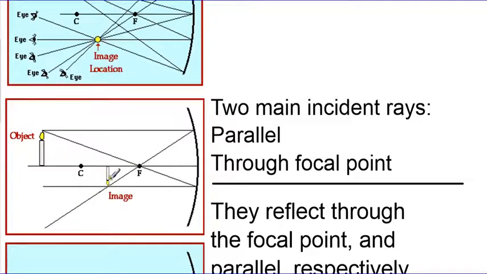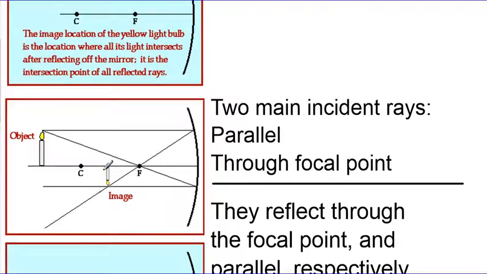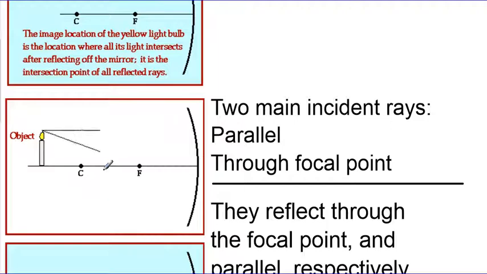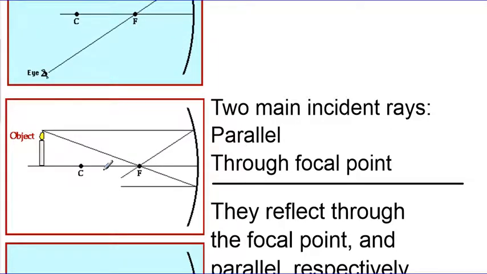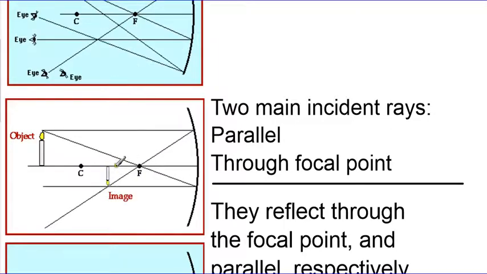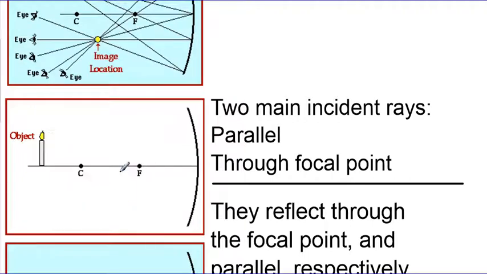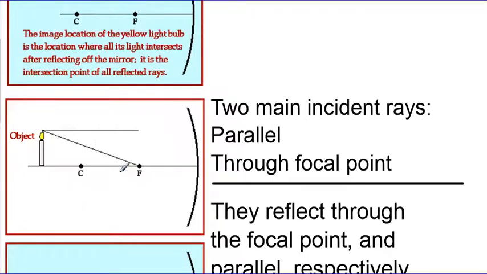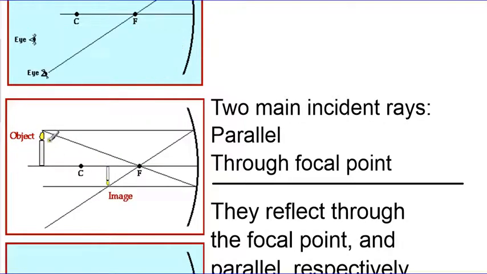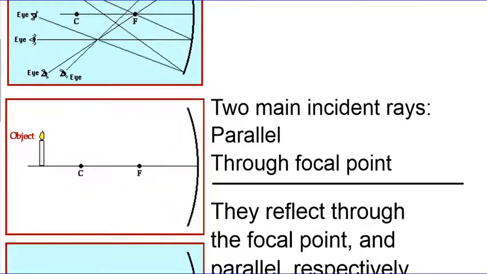And you can also see that this image is also reduced. And in this case, it is a real image that is formed. So we could actually put a piece of paper here, similar to the lab that you should be working on now, and you should be able to project an image of this object. And this is for when the object is beyond the center of curvature.